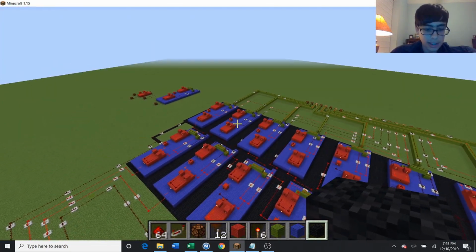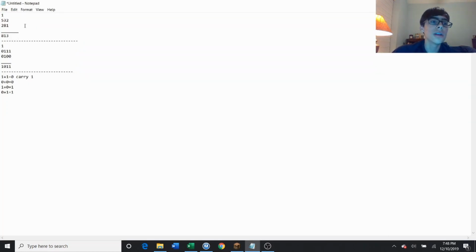So, I have this text document here. When you add two numbers together using regular decimal numbers, you start at the far right and you say, okay, if I were adding 532 plus 281, 2 plus 1 is 3. 3 plus 8 is 11. So you put a 1 and then you carry the 1, and then you add everything here. So 1 plus 5 plus 2 is 8. So 532 plus 281 is 813.